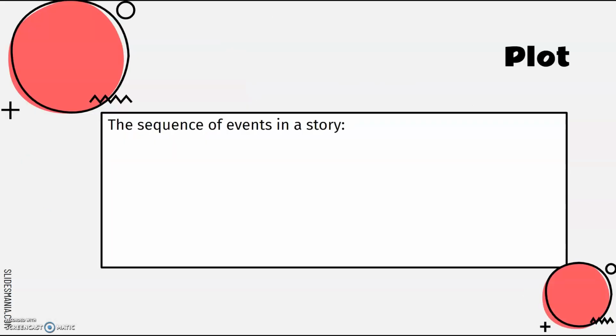All right, so plot is the sequence of events in a story. Typical fictional plots begin with an exposition. The exposition provides background information needed to make sense of the action. It describes the setting and introduces the major characters and gives the reader a preview of the conflict.